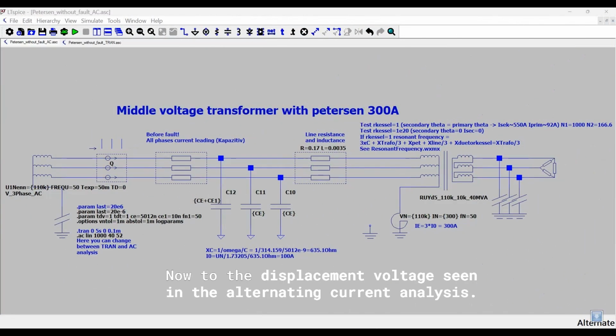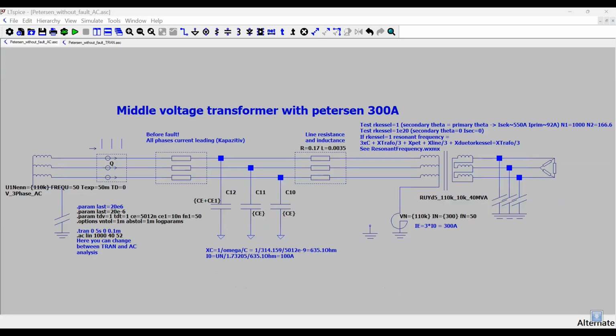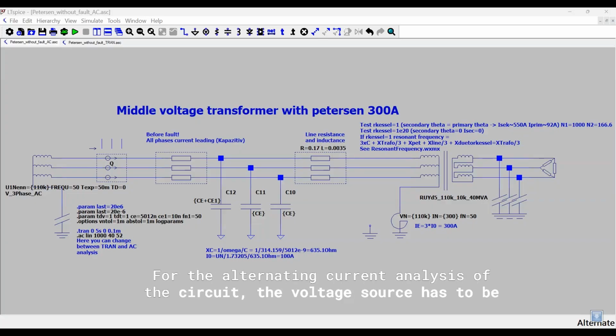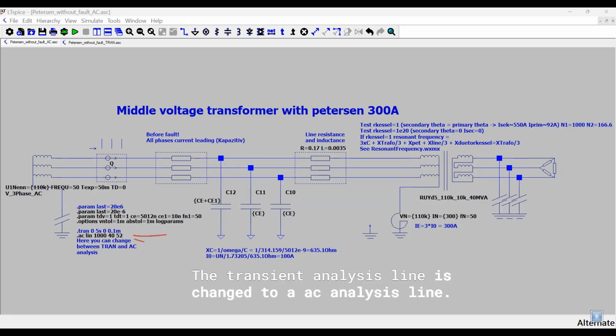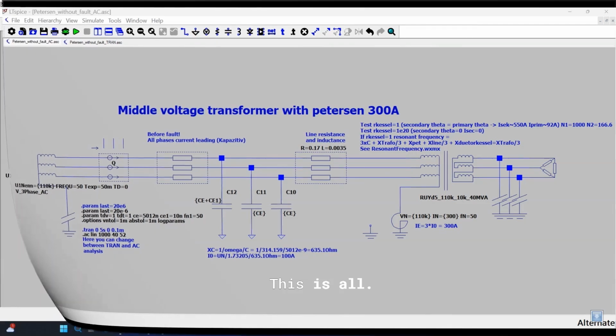Now to the displacement voltage seen in the alternating current analysis. For the alternating current analysis of the circuit, the voltage source has to be changed to an alternating current source. The transient analysis line is changed to an AC analysis line. This is all.